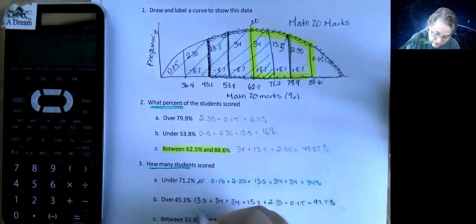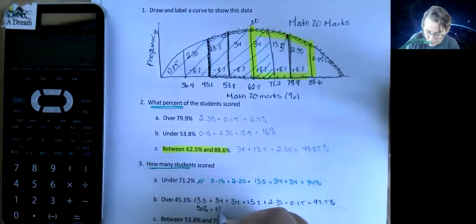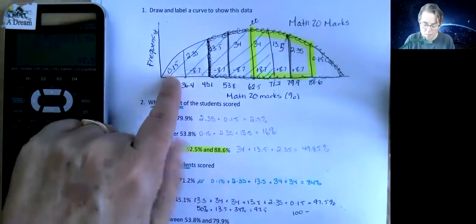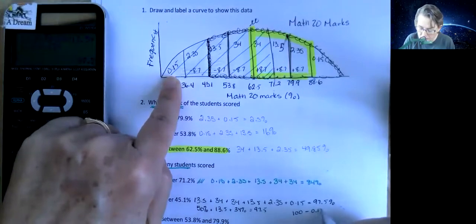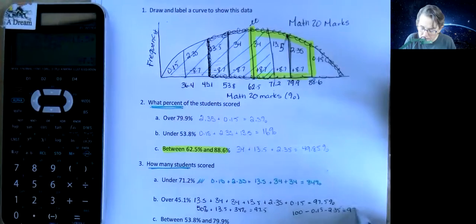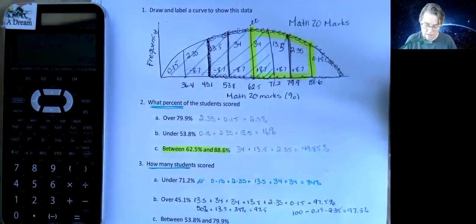Actually, I'm going to show you that. You could go 50% plus 13.5 plus 34, sorry, it's a weird order there, will also equal 97.5. Or I could have gone 100% minus, again, 100% is the whole graph, minus these two. So there's multiple ways to get that answer.